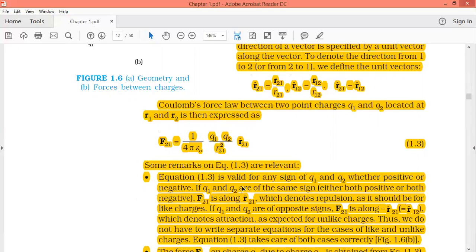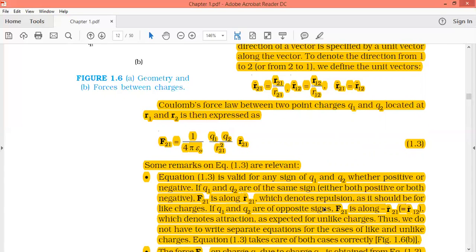If Q1 and Q2 are of the same sign, so both are positive or both are negative, then F21 is along the unit vector R21 cap, which denotes repulsion because these are like charges. The force between like charges is a repulsive force. So it is called repulsion, as it should be for like charges.